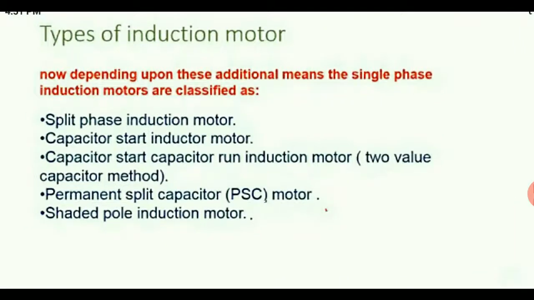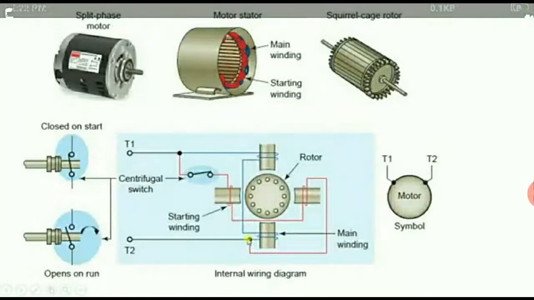The types of single phase induction motors depend upon the additional means used. These are as follows: split phase induction motor, capacitor start induction motor, capacitor start capacitor run induction motor, permanent split capacitor motor, and shaded pole induction motor. So let us start. Here is a diagram for the split phase induction motor.